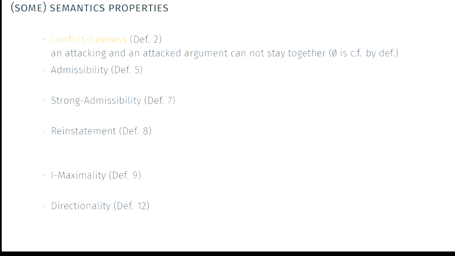So one of the principles that you might want to satisfy is conflict-freeness. If you have an argument A attacking argument B, you cannot accept the two of them together. Either you accept one or you accept the other, but not both. So this is the idea of conflict-freeness.